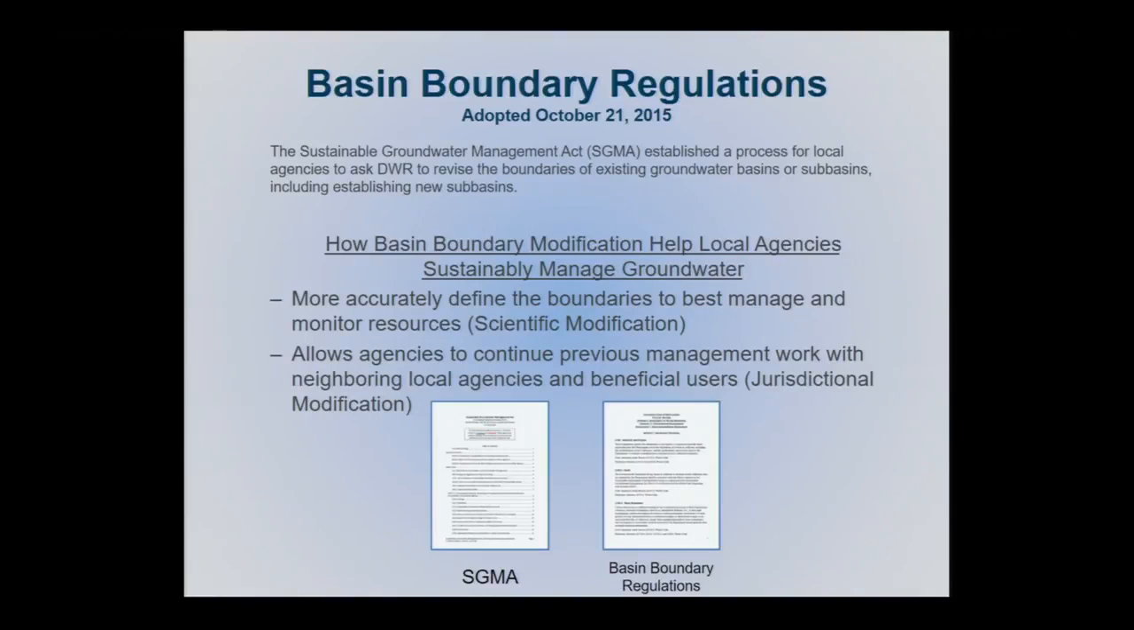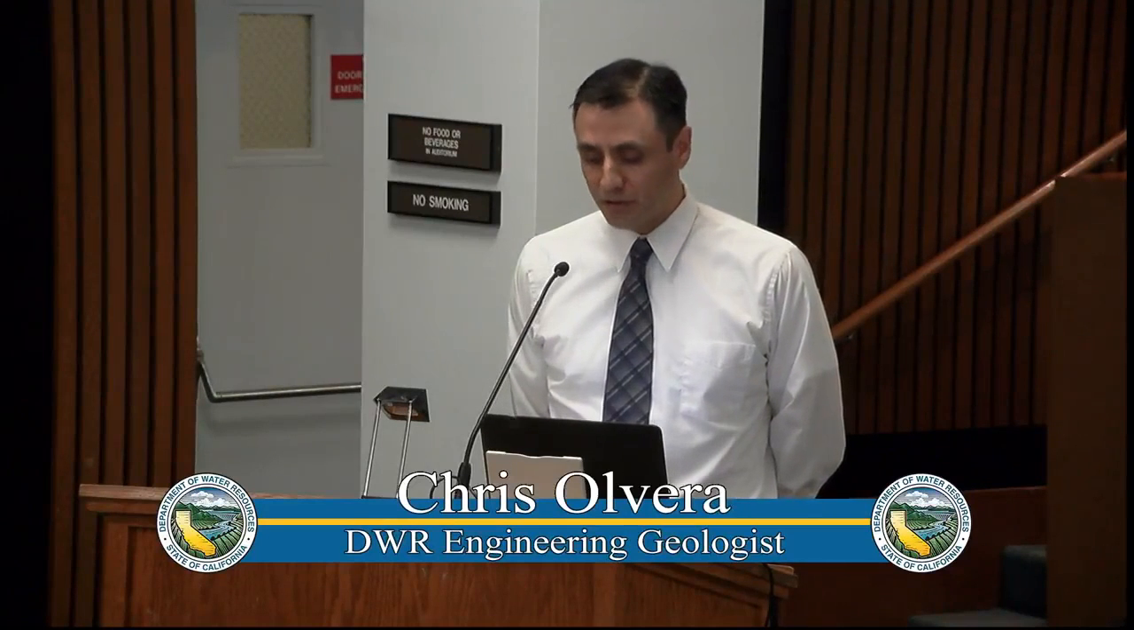So how does this help? It more accurately defines the boundaries to best manage and monitor those resources. That can be done by possibly alluvial maps, new geologic maps. The other thing is it allows agencies to continue previous management work with neighboring local agencies and beneficial users. And maybe not even just existing, but sometimes creating new relationships with agencies that have possibly similar challenges and similar goals, and which they can pool their resources to achieve those goals and answer those challenges.